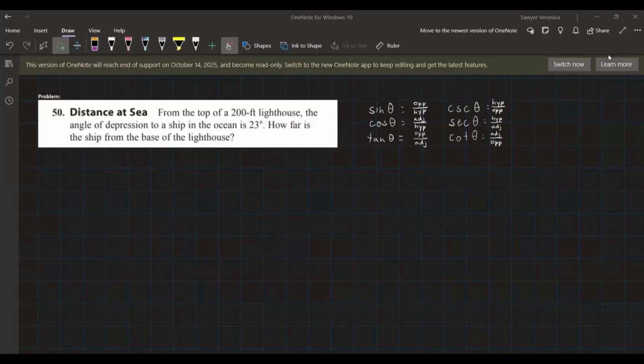Let's start with the problems involving angles of depression and elevation. The angle of elevation happens when you're looking up at an object. So let's say you're looking at the sun. The angle you make between the ground and the line from which you're looking at, that is your angle of elevation.